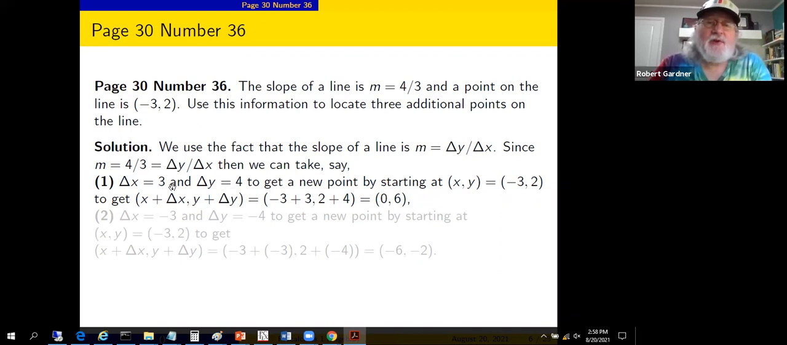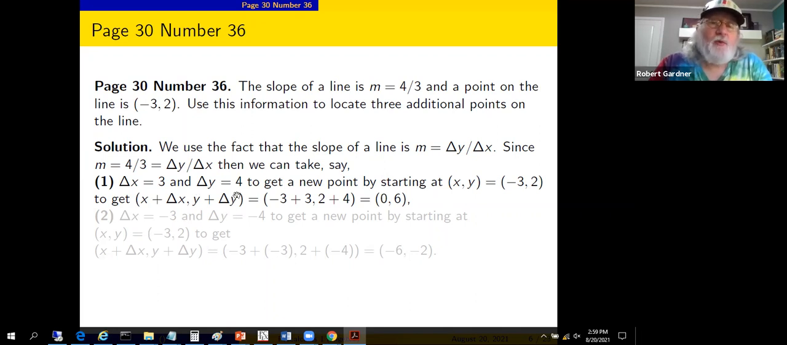I can make both of them negative, for example. I think we'll do that next. But choosing delta y is 4 and delta x is 3 satisfies this relationship. For example, there's an infinite number of ways to choose these because there's an infinite number of points on that line, but this is certainly the easiest way to do it. In this case, we get a new point by starting at the point x, y, -3, 2, and incrementing x by a change in x and incrementing y by a change in y. So we're going, in this case, since they're both positive, we're going over and up.